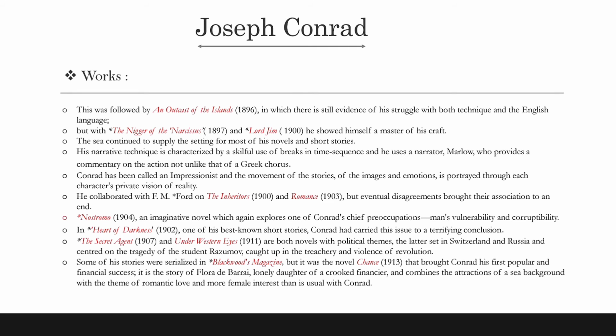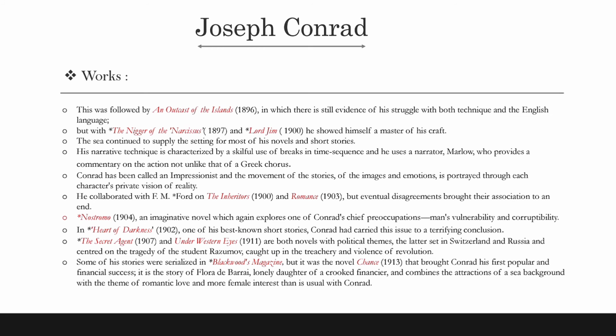terrifying conclusion. The Secret Agent, published in 1907, and Under Western Eyes, published in 1911, are both novels with political themes, the latter set in Switzerland and Russia and centered on the tragedy of the student Razumov caught up in the trickery and violence of revolution.